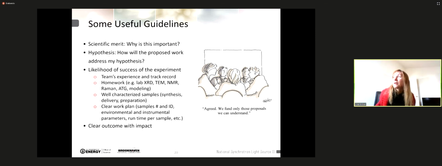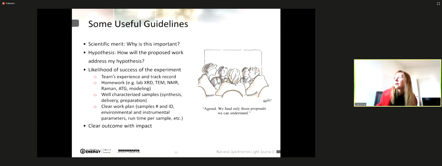Number two, but equally important, is the hypothesis. I know that most of the reviewers are looking for the actual phrase that says, "we hypothesize that." If you don't see that there, in some way we need to know what you're testing and how the synchrotron is going to test it. The likelihood of success for the experiment depends on the team's experience and track record, or collaboration with the beamline staff.